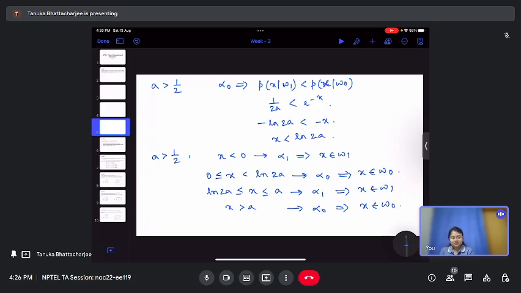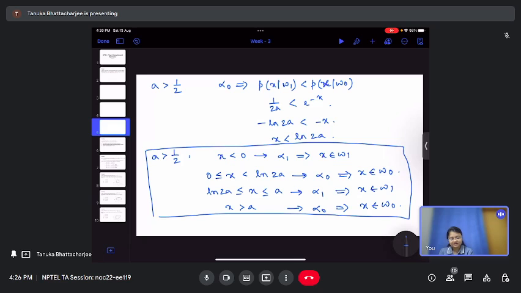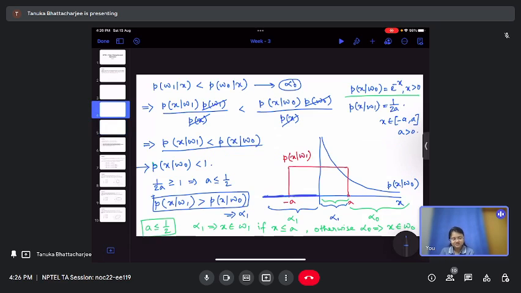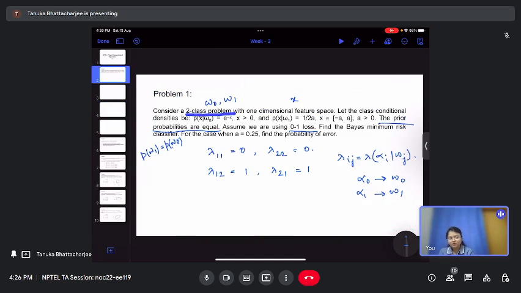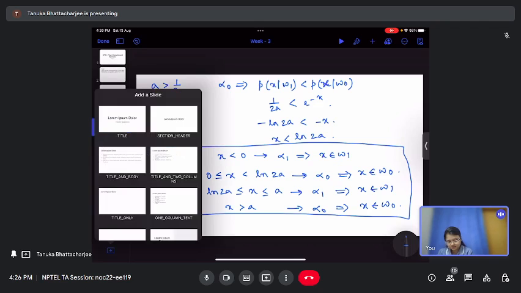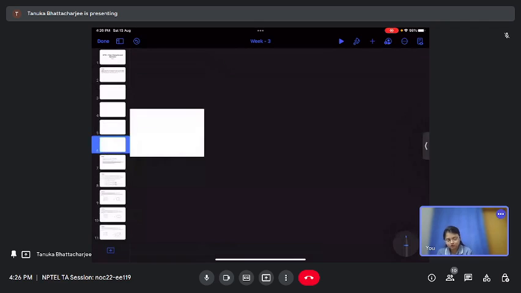So this is the classifier rule for the case a greater than half, and the one below is the classifier rule for the case a less than or equal to half. So this is the Bayesian minimum risk classifier for this particular situation. But we have one more part in the question: for the case when a equals 0.25, find the probability of error. So let us take the case that a equals 0.25.